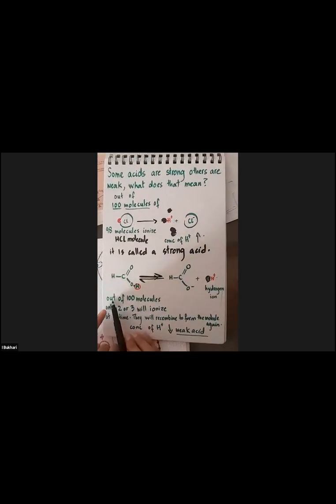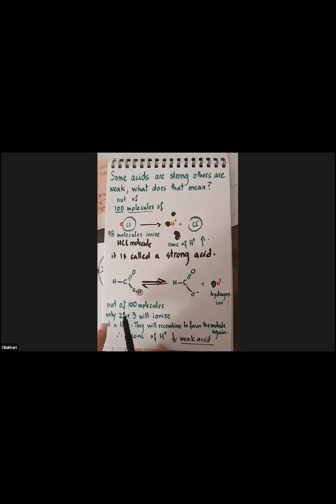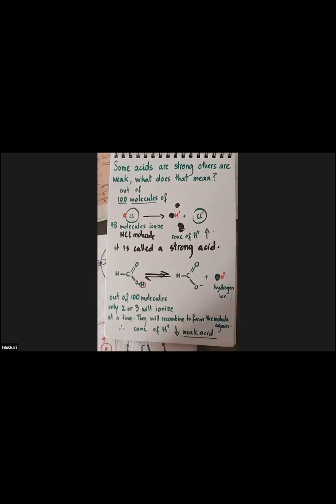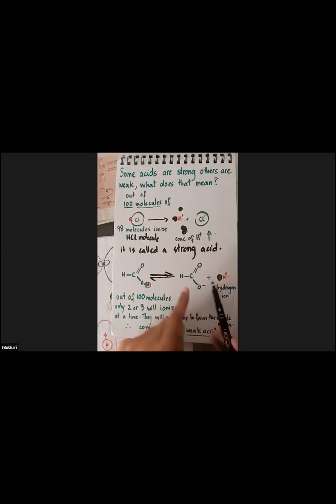So in a weak acid, for example, if we had 100 total molecules, only 2 or 3 will ionize. The rest of them will stay in the molecular form. And even those 2 or 3 might combine back together to form the molecule again. Meaning that at any given time, the concentration of hydrogen ions will be too low. Therefore, we call such an acid a weak acid. Okay?